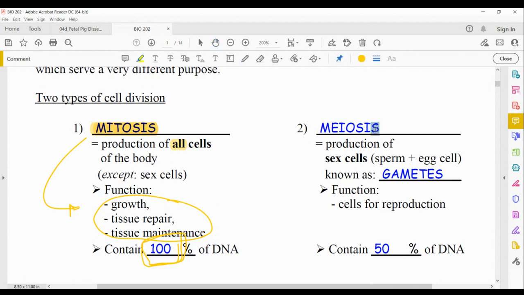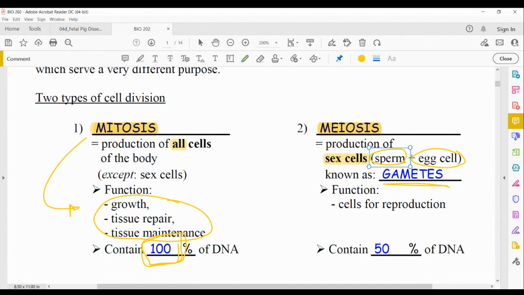In terms of meiosis, which referred to the production of the sex cells, so either producing sperm or producing eggs, whether we have a male or a female, cell division was a little different. One term that I'm introducing here is the term gametes.